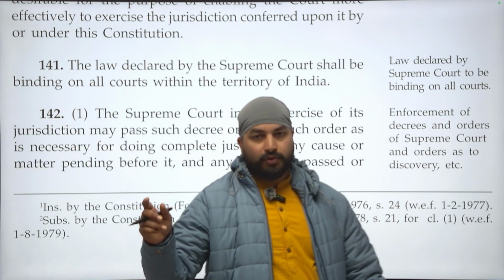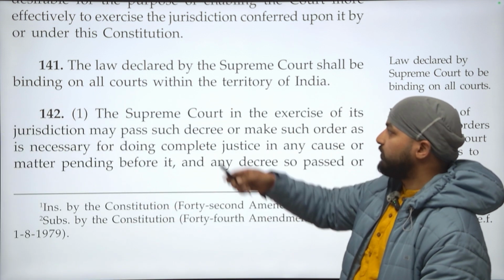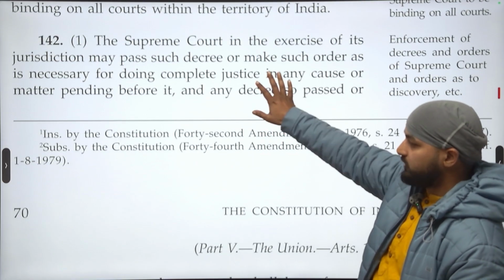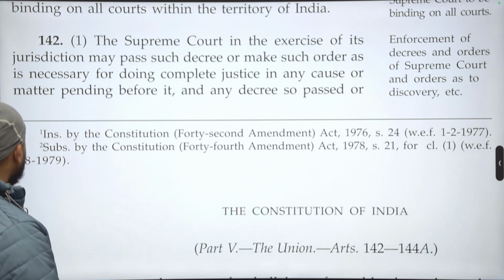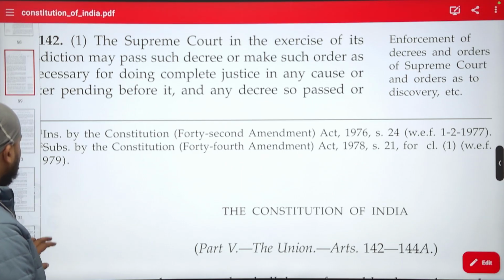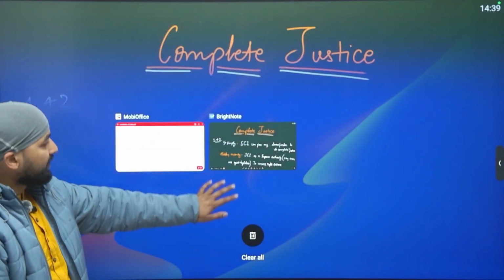So we'll begin from Article 142. We have completed till 141. So this is the article for complete justice. This is very important. Okay, we shall see this in detail. So I have created a slide for it specifically.